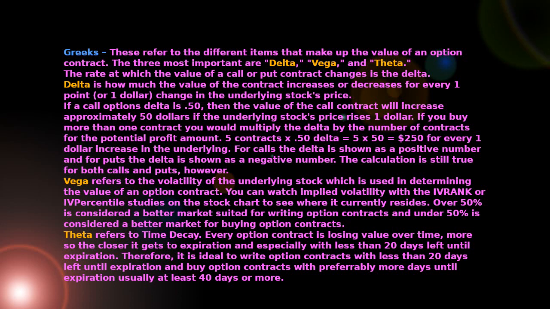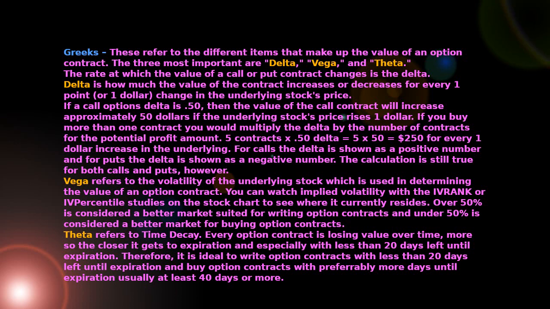Vega refers to the volatility of the underlying stock, which is used in determining the value of an option contract. You can watch implied volatility with the IV rank or IV percentile studies on the stock chart to see where it currently resides. Over 50% is considered a better market suited for writing option contracts, and under 50% is considered a better market for buying option contracts.